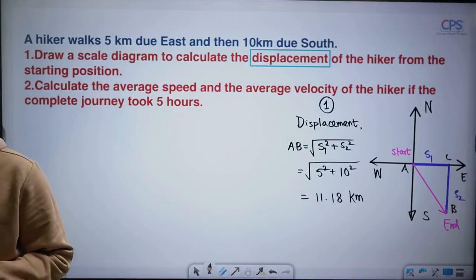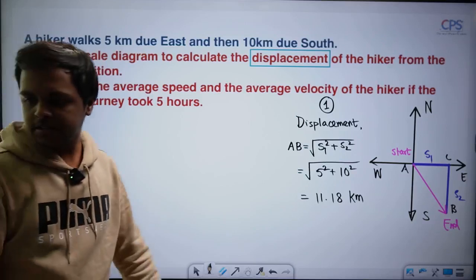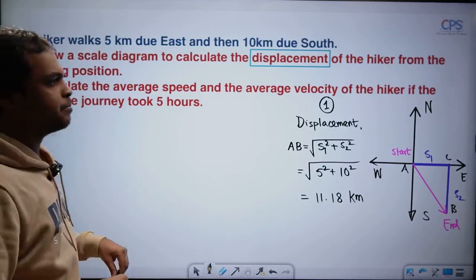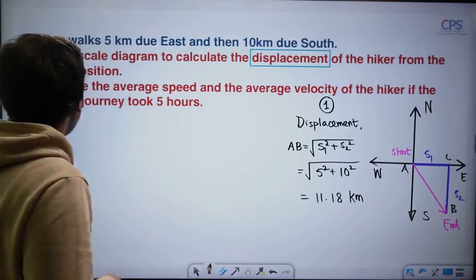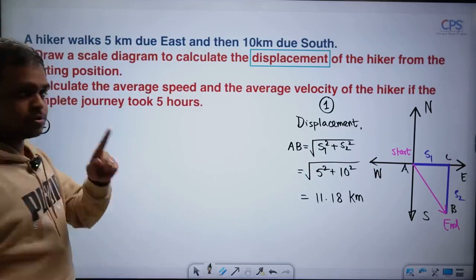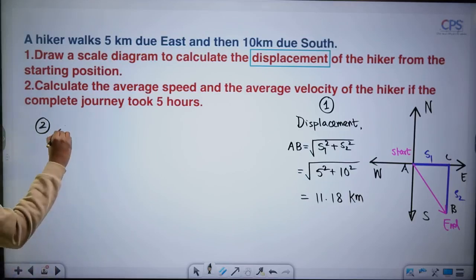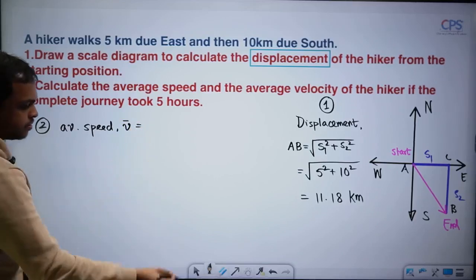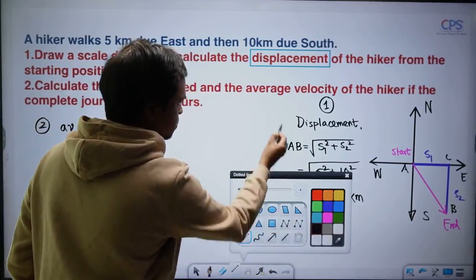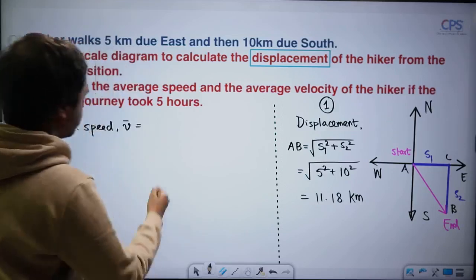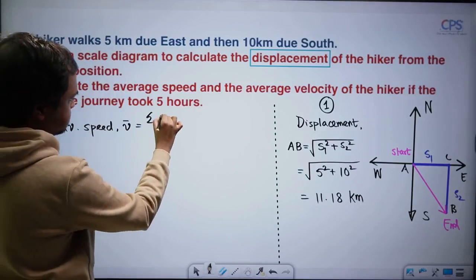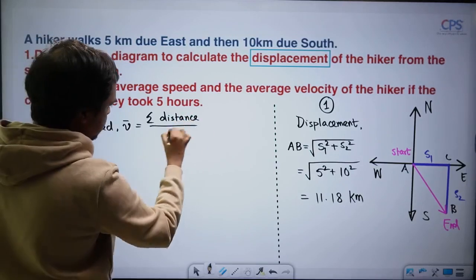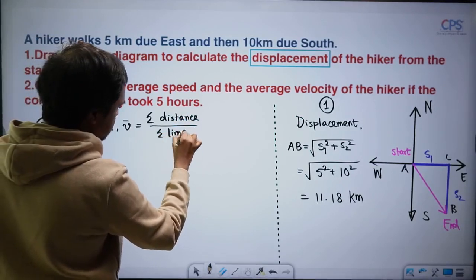That's it, nothing else. Now question number 2, calculate the average speed and the average velocity of the hiker if the complete journey took 5 hours. So you know it right now. So average speed, let's just partition our board here. Summation of distance, sorry, not displacement. Speed has distance on top and summation of time under it.